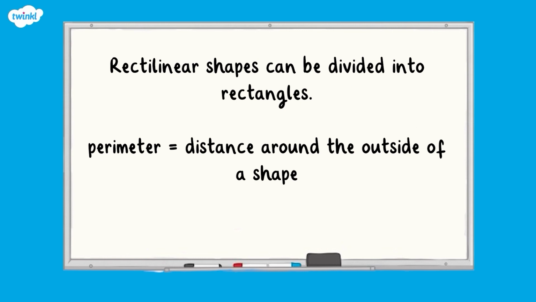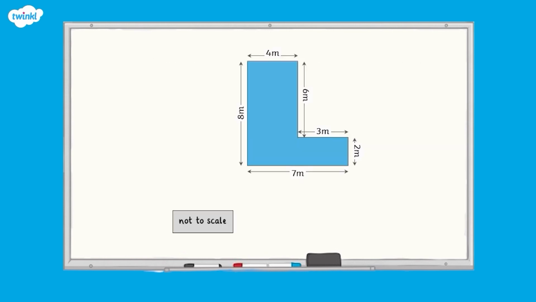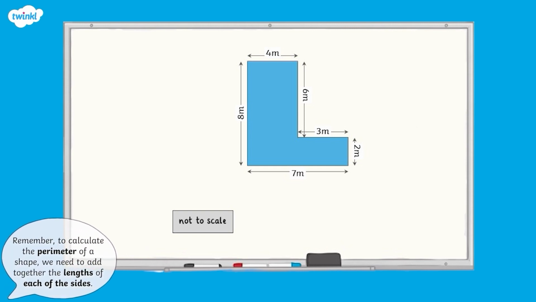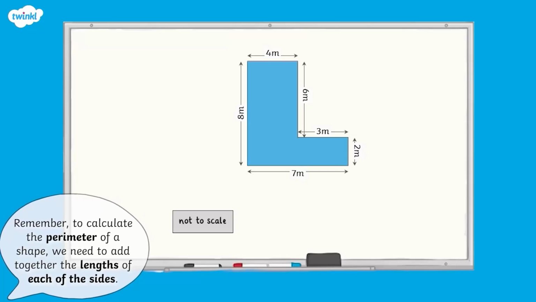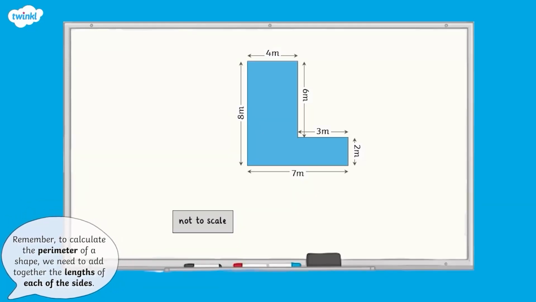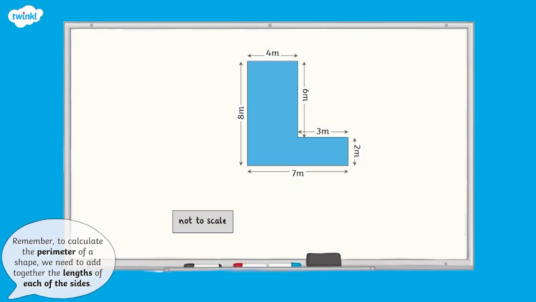Let's calculate the perimeter of this rectilinear shape. Remember, to calculate the perimeter of a shape, we need to add together the lengths of each of the sides. We can start by writing this as a calculation. Choose which corner to start in and mark it in some way, so you know when you have gone all the way around the shape. You could also cross out each length as we write it in the calculation. We need to add together 8 and 4 and 6 and 3 and 2 and 7.